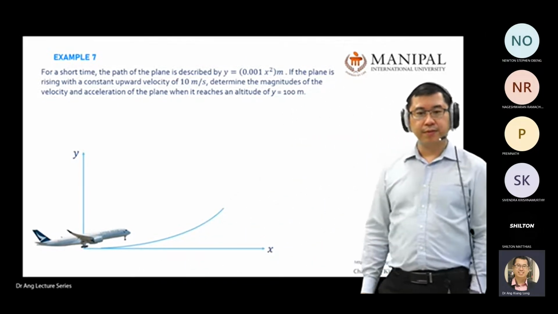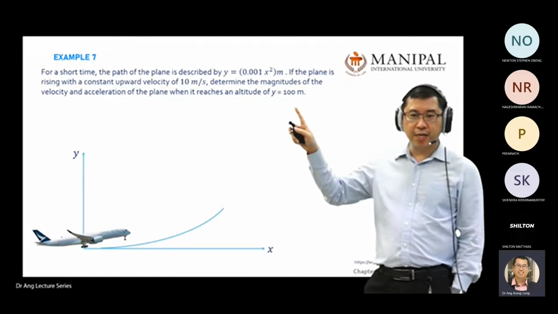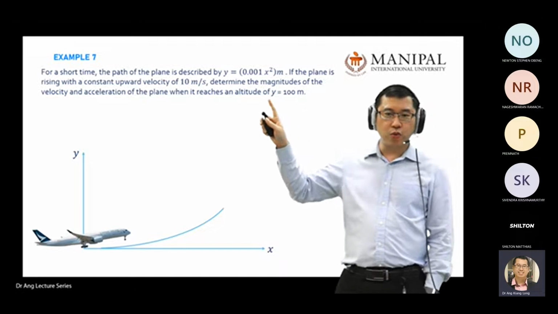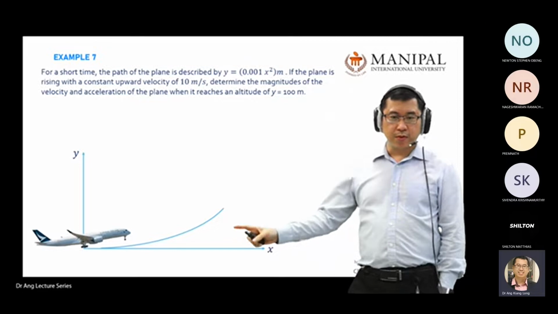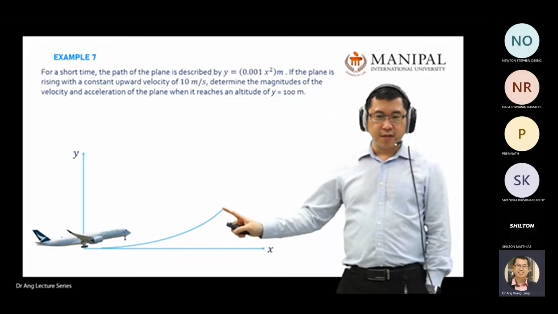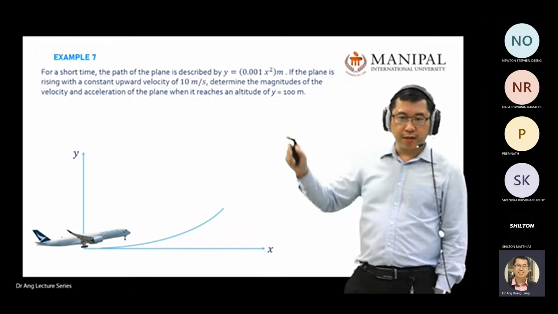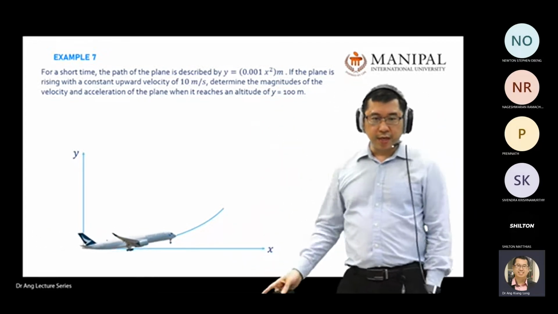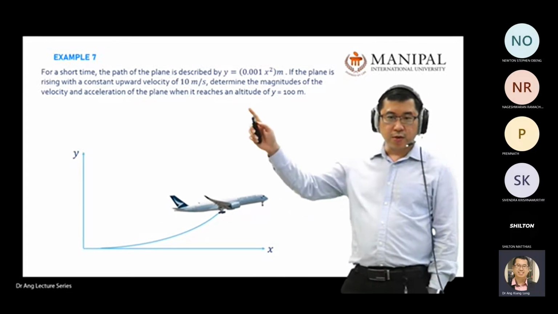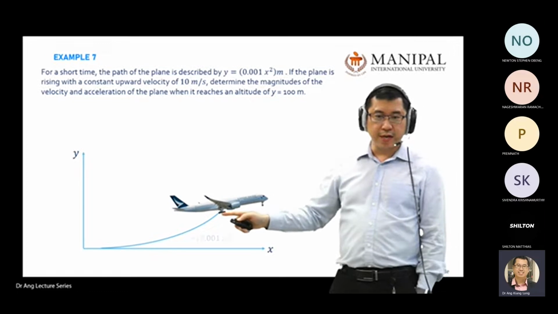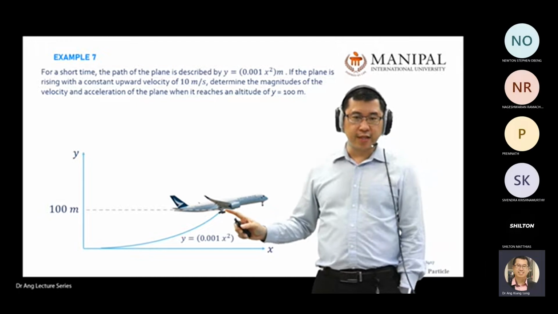Up to a point where the question asks you to analyze, which is y equal to 100 meter. So after you sketch the path, put in the equation for this path, y equal to this one. The aircraft takes off and stops at that position. The question asks you, at 100 meter, what is the velocity and acceleration at this point?